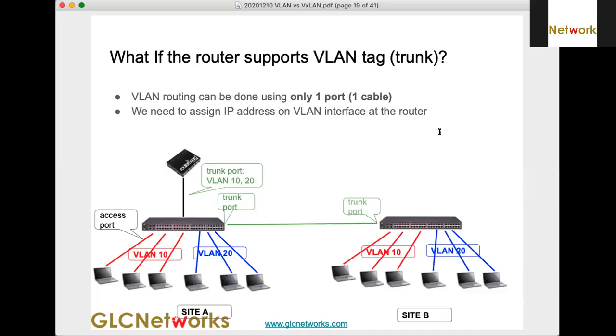Right. So the solution is the router itself can support the VLAN. Here we have a VLAN ID, so that we only need one cable to go to the router. How is that possible? Through the VLAN ID. When a packet is going through this cable, there will be a tag, or ID.